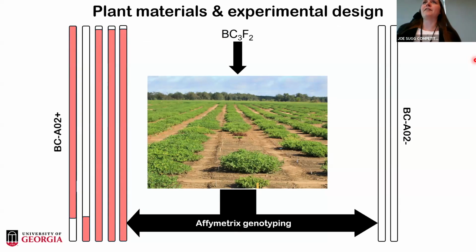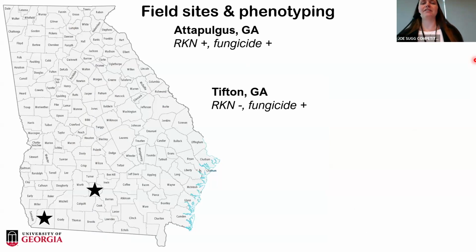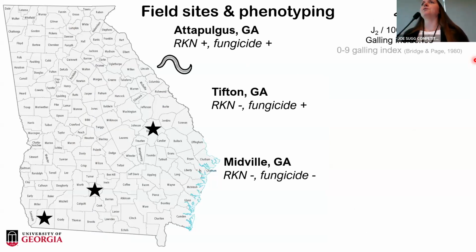We took a subset of 5 AO2 positive backcross lines and 2 AO2 negative backcross lines to the field in 2023. We had 3 field sites last year in Attapulgis, Georgia, Tifton, Georgia, and Midville, Georgia. The phenotyping that was done for root knot nematode included counts of the infective J2 stage nematodes from soil samples taken from each plot, as well as galling incidence, which is a measure of the percentage of affected roots in a plot. We also use an index that I won't present today.